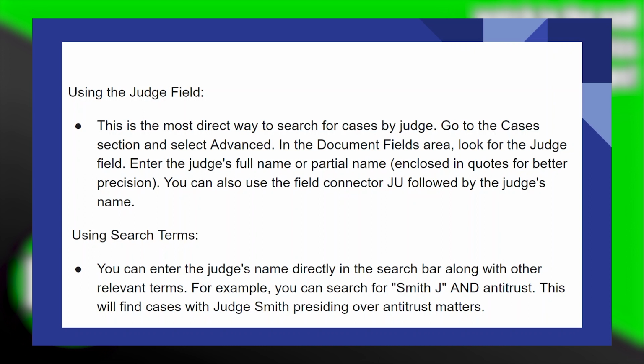The other way is using search terms. You can enter the judge's name directly in the search bar along with other relevant terms. For example, you can search for Smith J and antitrust. This will find cases with Judge Smith presiding over antitrust matters.